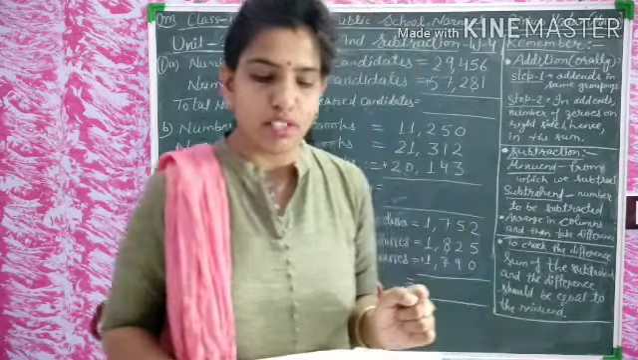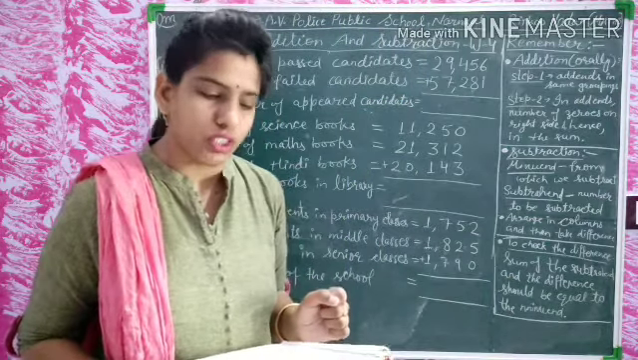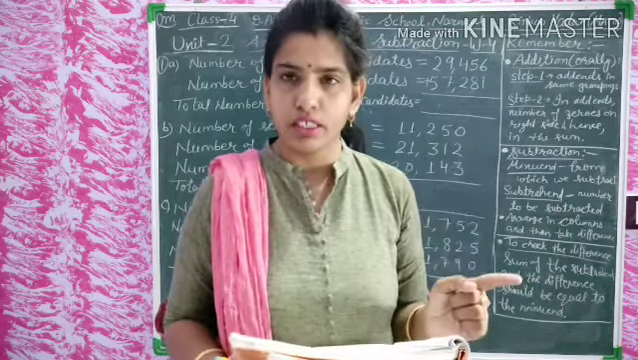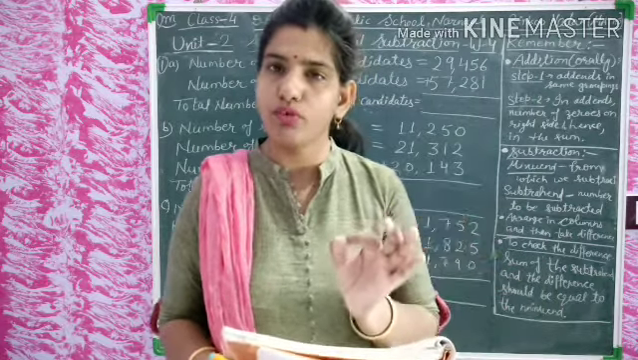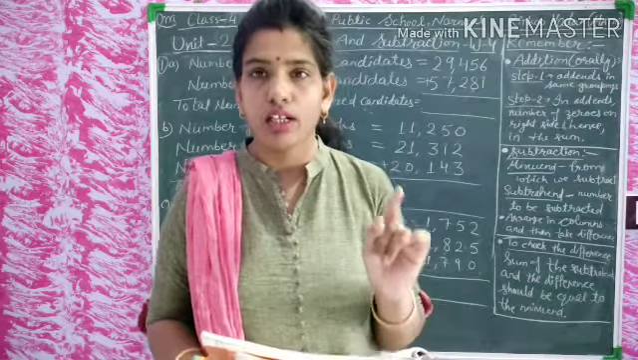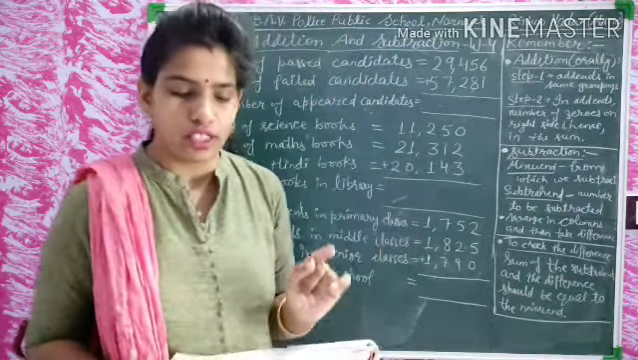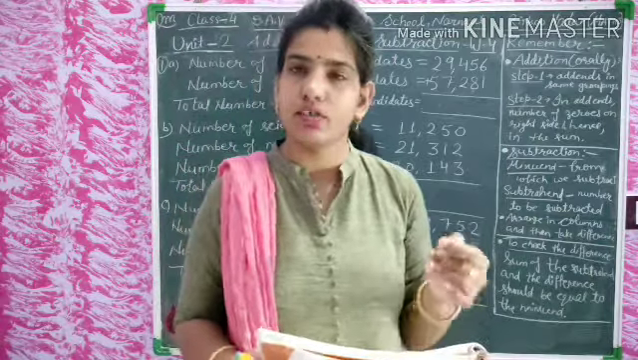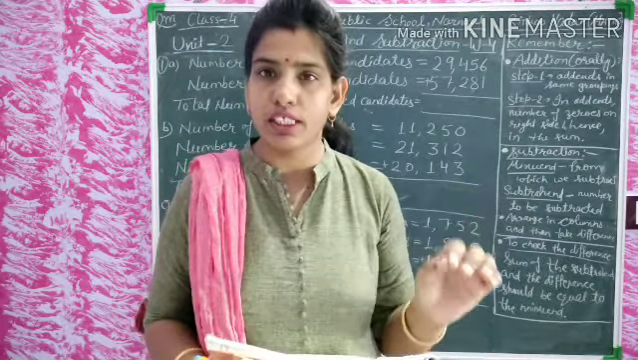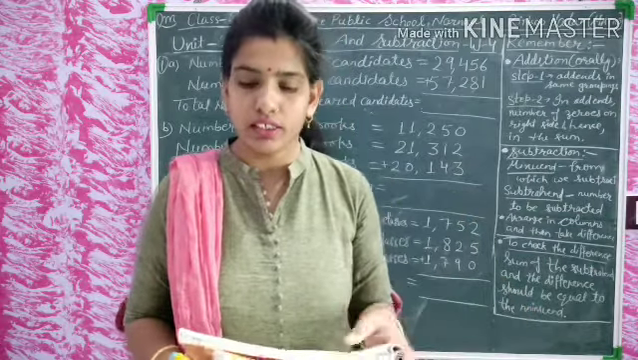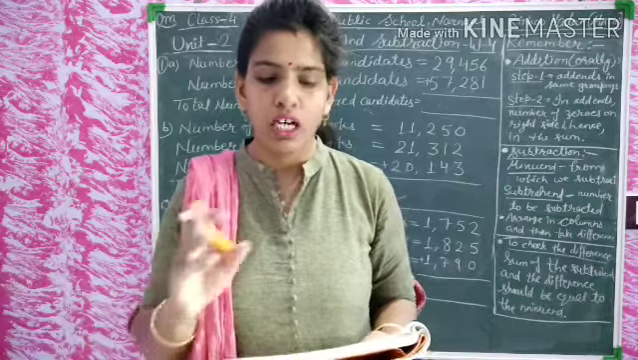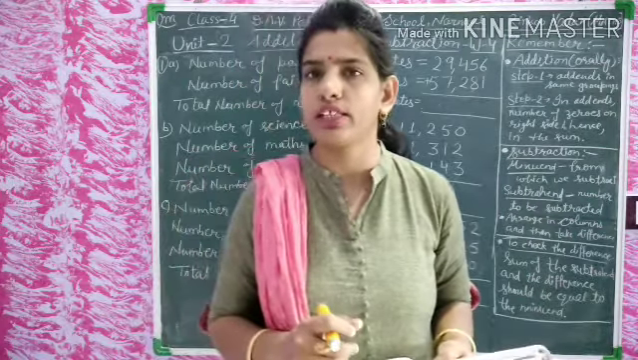So students, there is question number A. In an examination, 29,456 candidates passed, while 57,281 candidates failed. 29,456 candidates passed, but 57,281 failed. How many candidates appeared for the examination?